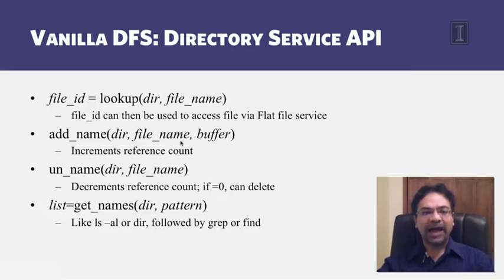You can also add a name to a particular directory with a given file name, and this increments the reference count. You can also unname a particular file name in a given directory. This decrements the reference count. If it reaches 0, then the server can then delete that file. For a given directory, you can also get the list of all files that match a given pattern. This is kind of like ls -al or dir in Windows, followed by a grep in Unix or a find in Windows.